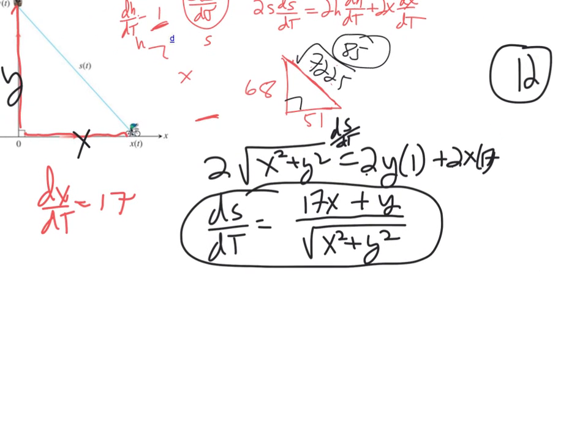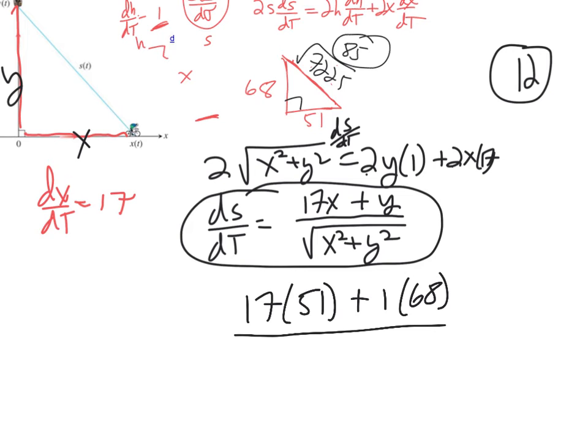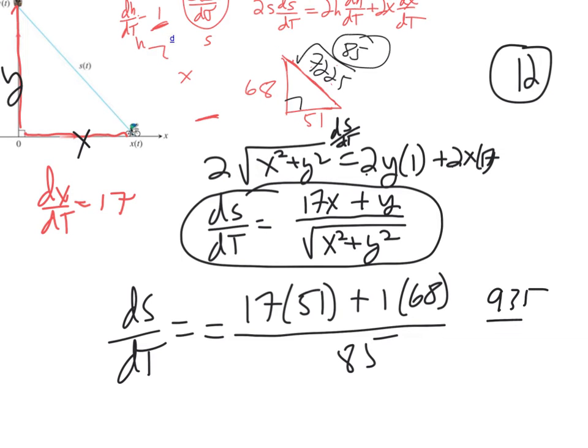So I know that it's going to be 17 times 51 plus 1 times 68, all over the square root of x squared plus y squared. Well, I think that worked out to be 85. And that's going to be my ds dt. And then you just calculate that. That gave me 935 over 85, and when I did that division, I got 11. And the units are 11 feet per second, I believe.